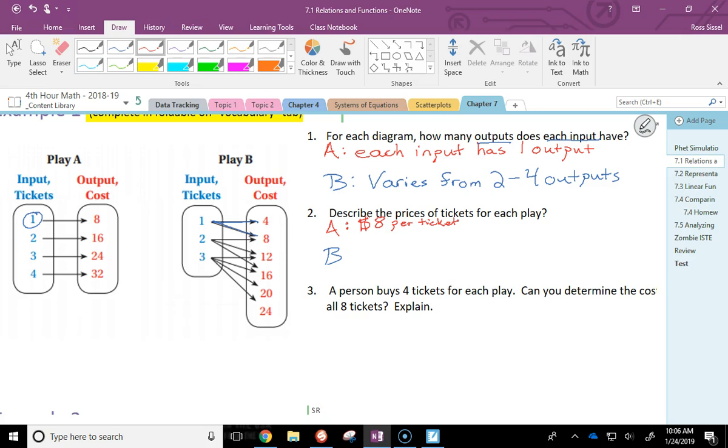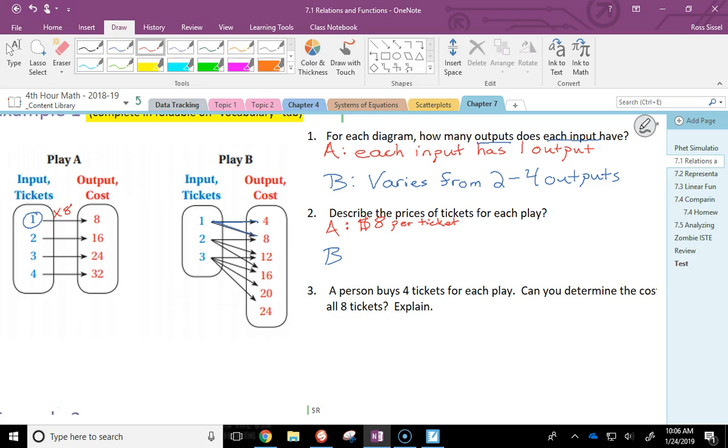I could have looked for the rule. Each time I'm multiplying by 8. That was kind of the rule. 2 times 8 is 16. 3 times 8 is 24. I could have gone backwards and just said my output divided by my input would have been my rule. 8 divided by 1 is 8. 16 divided by 2 is 8.